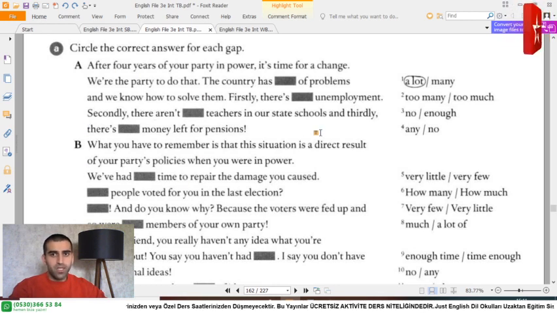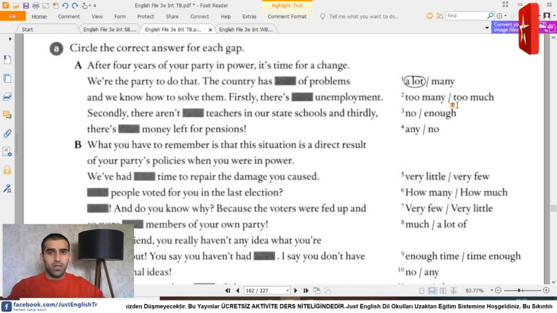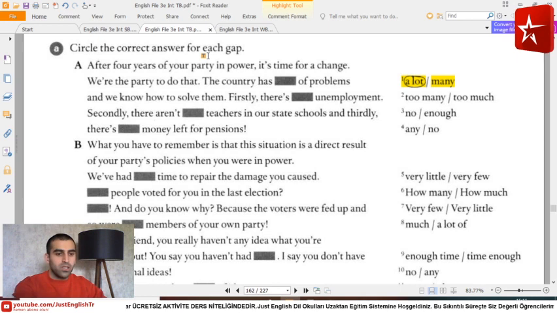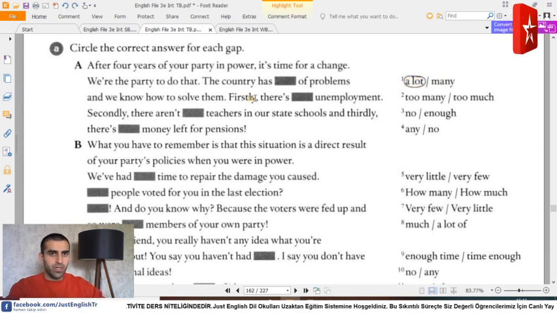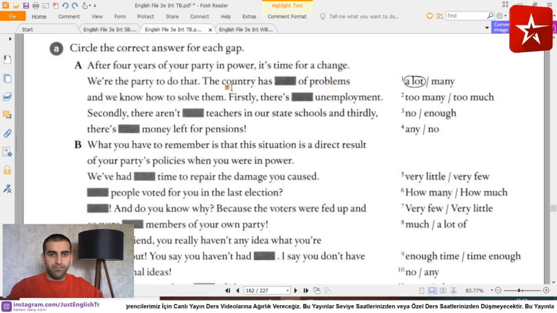We have the answers here on the right side of the page, as you see on my screen. We should choose the correct answer, for example, a lot or many. We will circle the correct answer for each sentence. Let me read the first sentence. After 4 years of your party in power, it is time for a change. We are the party to do that. The country has a lot of problems and we know how to solve them. Firstly, there is blah blah blah unemployment.